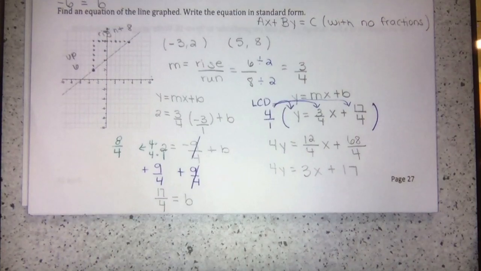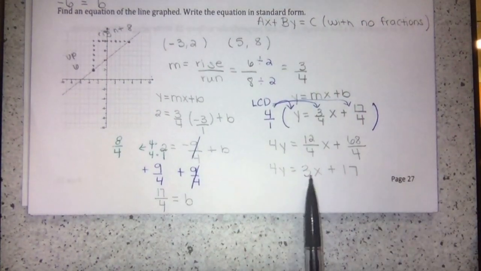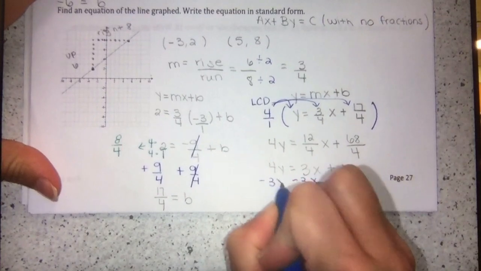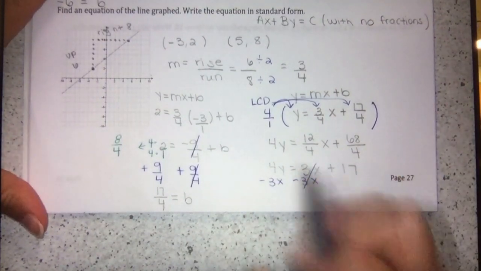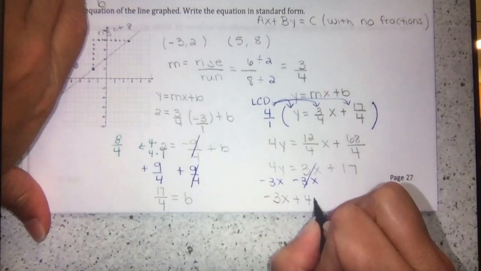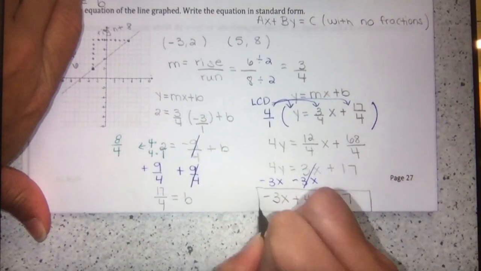Last but not least, we want it in the form ax plus by equals c. So I need to move this 3x over here with the 4y. We're going to subtract 3x from both sides. So our final answer will be negative 3x plus 4y equals 17. Final answer.